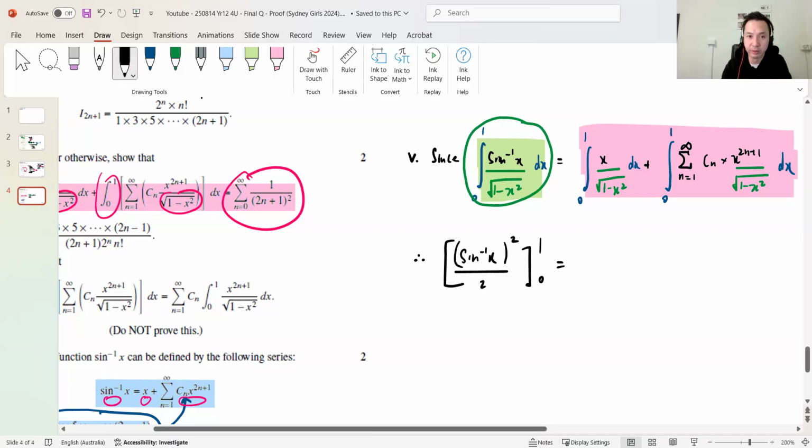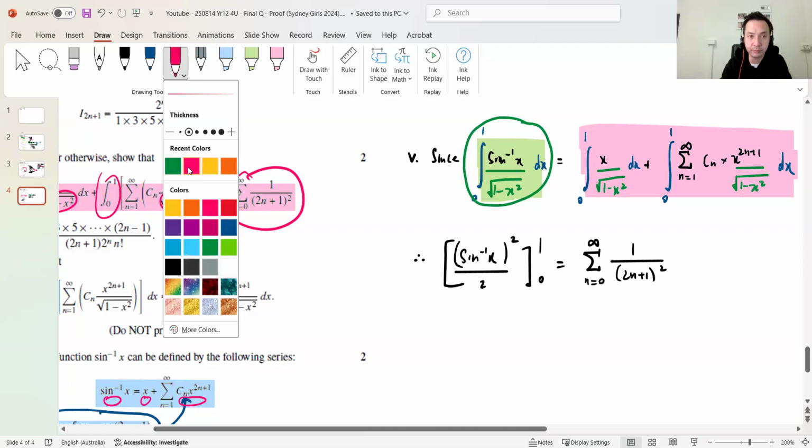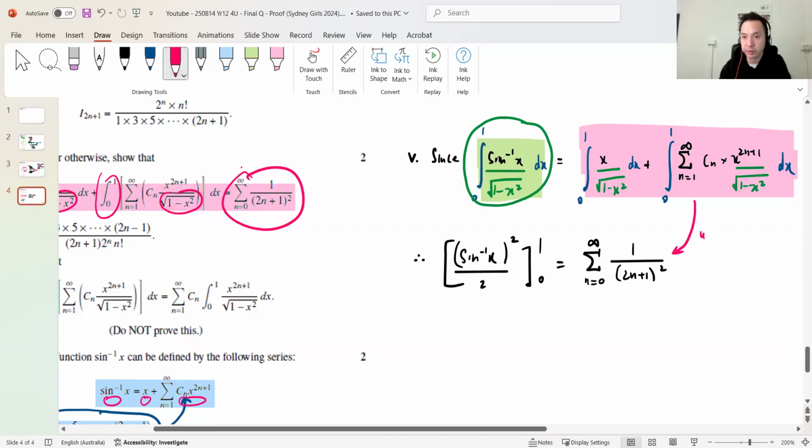And this one here would be the same as this guy. Right? Infinity, n equals 0, 1 over 2n plus 1 squared, right? So this one here, just to be absolutely clear, right? That there, using part 4. Yeah, using part 4. Let's see what we get. So this one here, if I sub 1 in, sine inverse of 1 is pi on 2 squared on 2, and then 0 on 2, right?